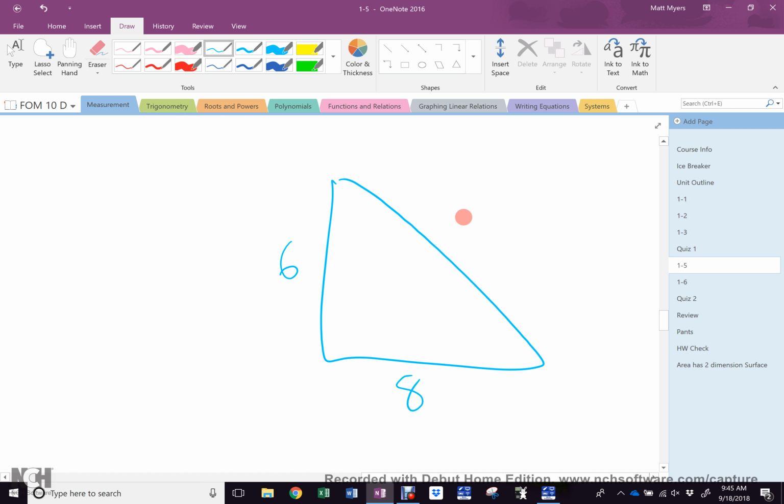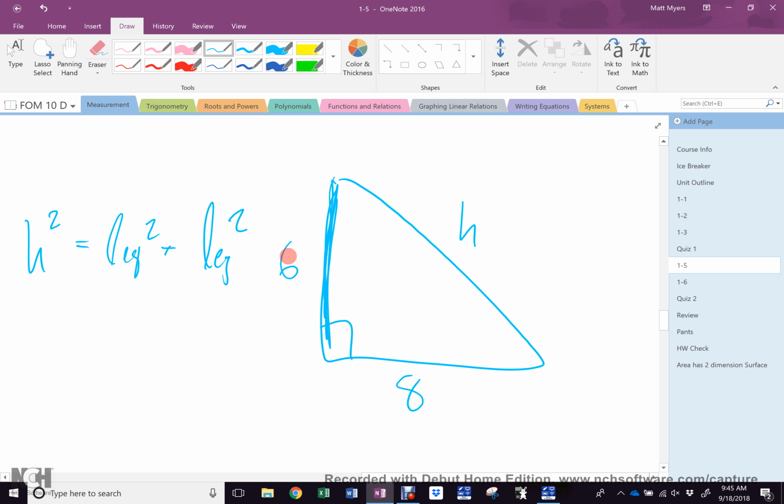6, 8, hypotenuse, 90 degrees. Now, I know you've all been taught a squared plus b squared equals c squared, and I am trying to break you of that horrible habit. It is leg squared plus leg squared equals hypotenuse squared. Then you don't ever need to worry about letters.